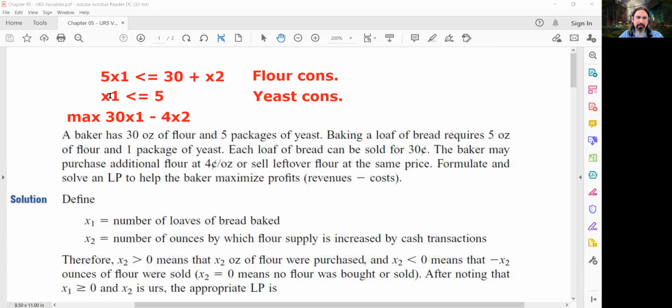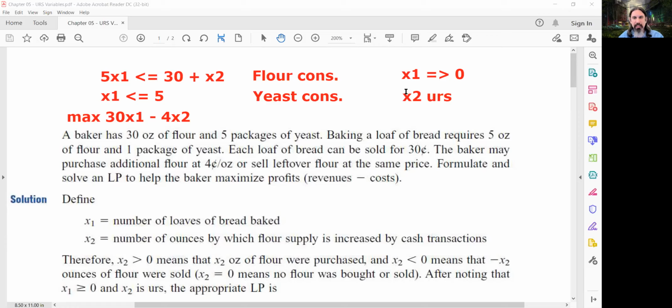The answer is obvious. X1 is equal to 5, because it can be 5 at most, so I will have x2 as minus 5, so I will sell 5 more, etc. But to be able to solve it using simplex, I have to get rid of this x2 because this is a URS. X1 is greater than or equal to 0, but x2 is URS. So this isn't solvable by simplex yet. I need to get rid of this URS version.